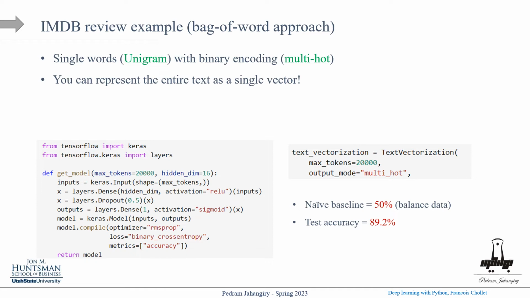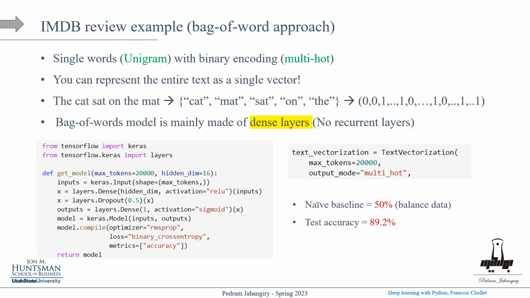It means that we can represent the entire text as a single vector. There is this text vectorization layer that we have to start with. Here we have max tokens, which is 20,000. That means our vocabulary size is 20K, and we are doing multi-hot encoding.